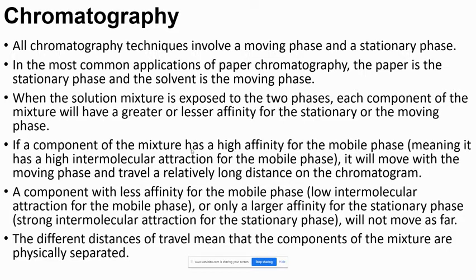It's kind of a neat lab that they do when they're talking about science in some of the younger grades. When we do it in here, we're looking at it in terms of those intermolecular forces, the two phases, to see which one has weaker intermolecular forces. If the component of the mixture has a high affinity for the mobile phase, then it's going to move up the paper. If it has more of an affinity for the paper, then it's not going to travel as far. And you saw that when we did the chromatography lab. And then you look at the distance that it traveled.